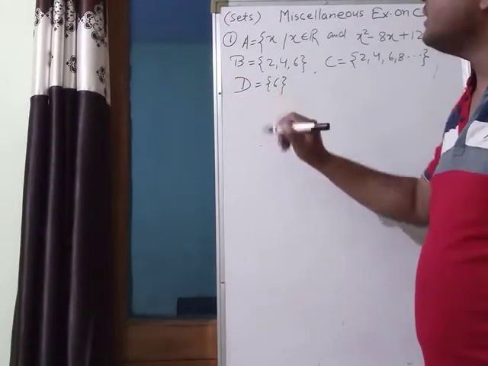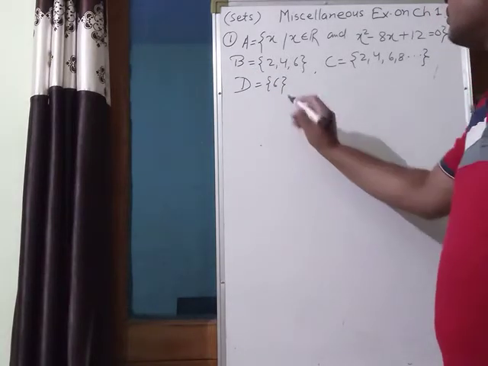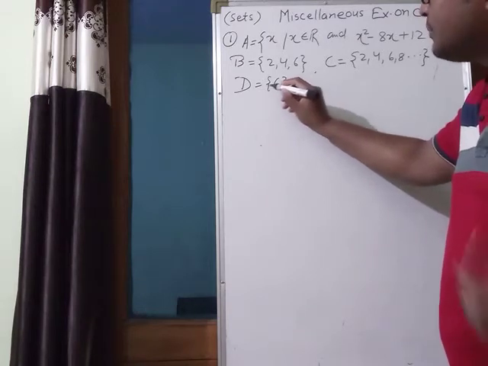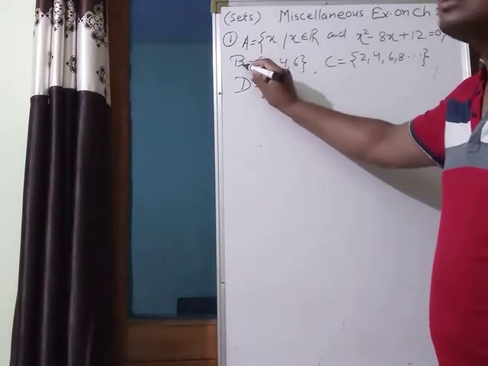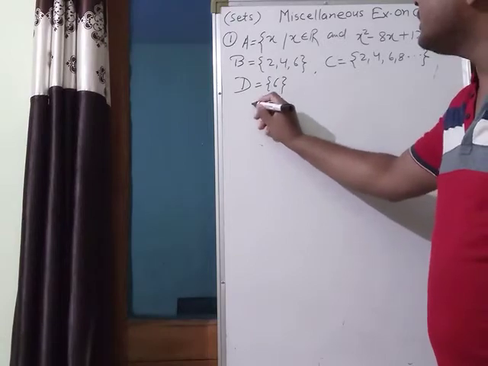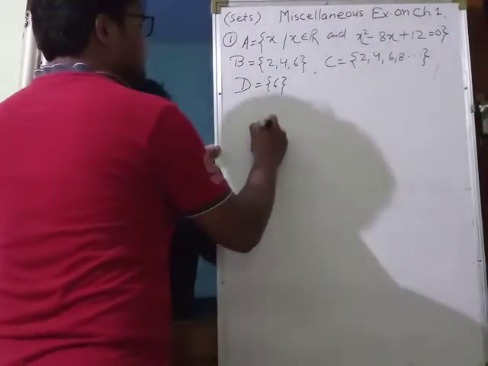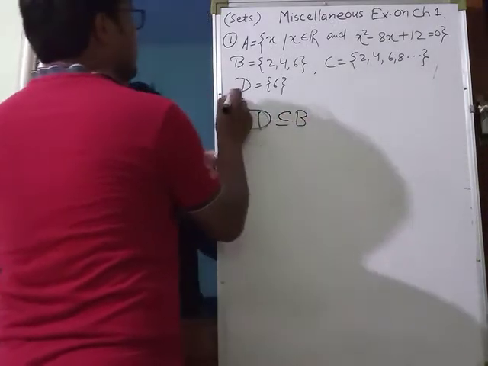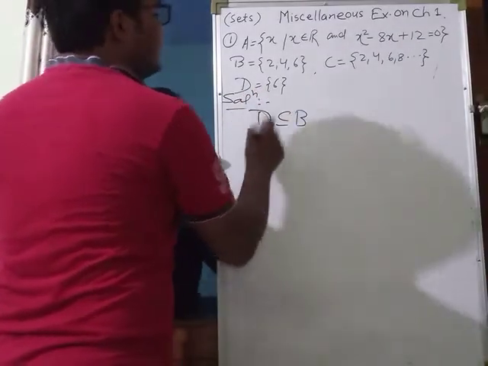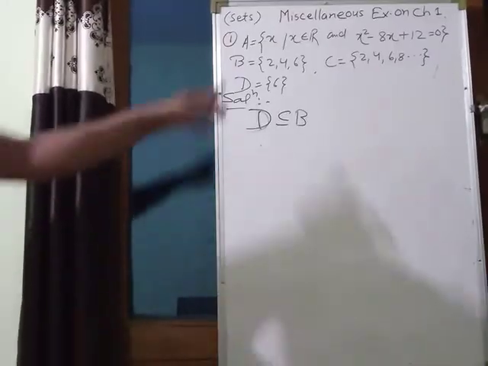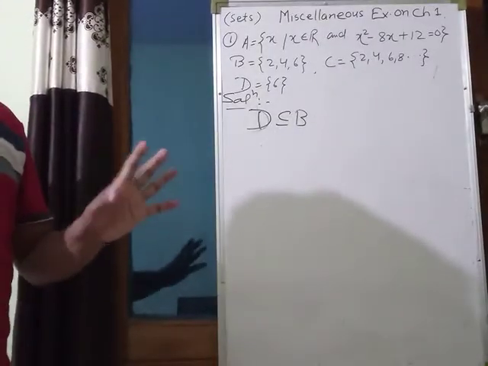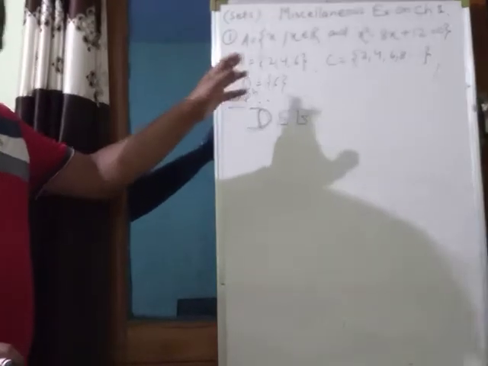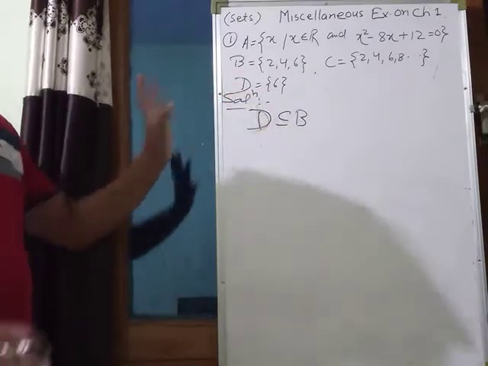See, D is a singleton set. It has only one element, and you can see its element 6 belongs to D, and 6 also belongs to B. So clearly D is a subset of B. That is the solution of this question. D is a subset of B, but B is not a subset of D. Why? Because B contains 2 and 4, but 2 and 4 do not belong to D.